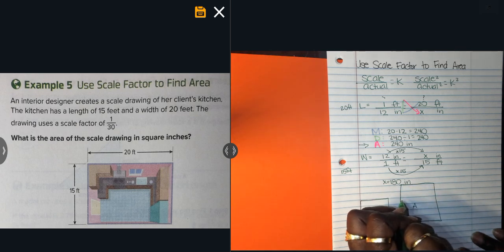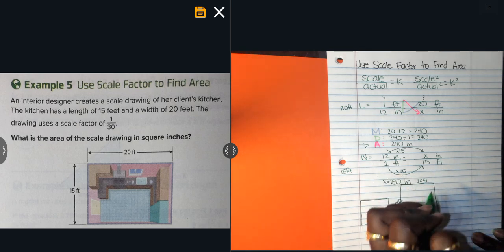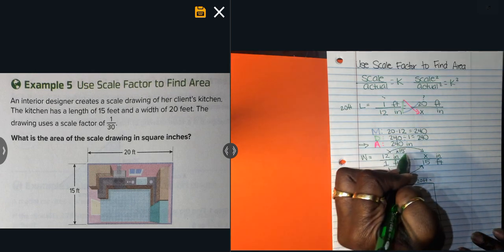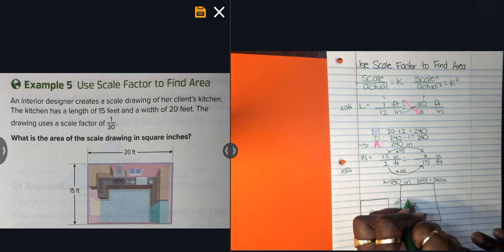So anyways, this was 15 feet. This is 20 feet, which is the same thing as 240 inches. And 15 feet is the same thing as 180 inches.